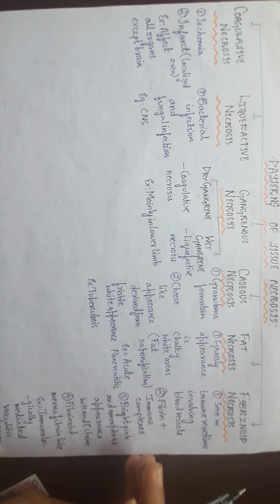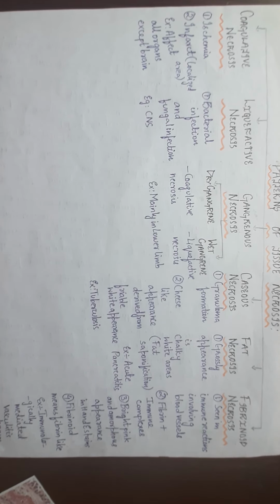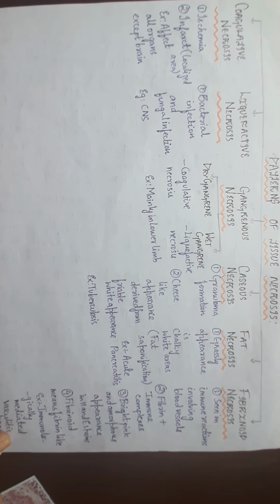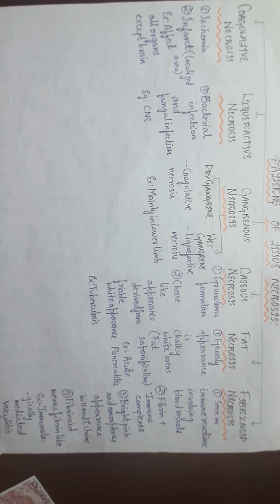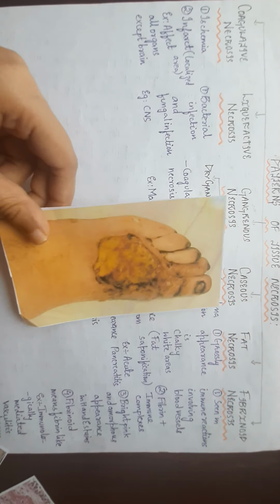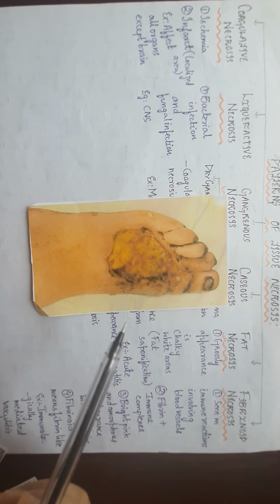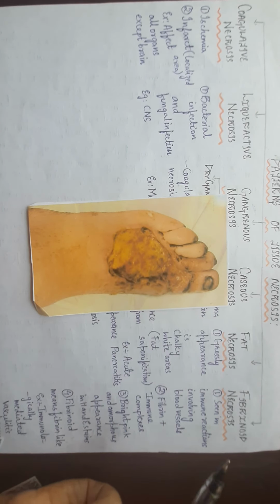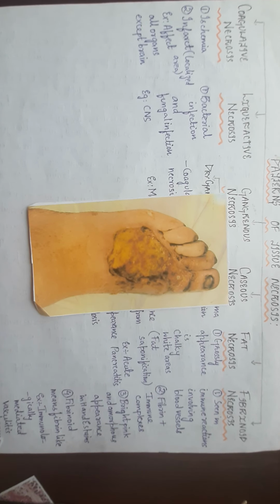And the third one is gangrenous necrosis, dry gangrene and wet gangrene. In dry gangrene, what is happening? Coagulative necrosis is taking place. This is because of the ischemia. Whereas in wet gangrene, it is liquefactive necrosis, because of bacterial infection or fungal infection. It is mainly taking place in the lower limbs, and you can see in the image that the necrosis taking place here is gangrenous necrosis.